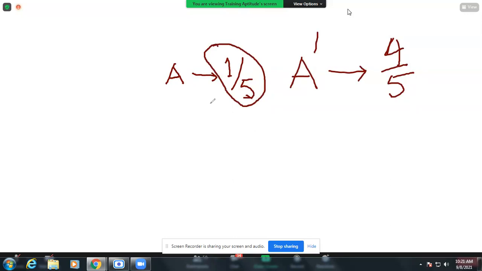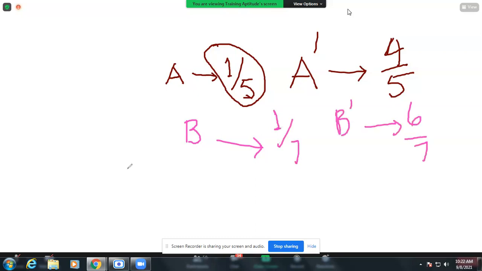Probability of B getting the job is 1 by 7. So probability of B not getting the job is 6 by 7. Do you all agree with this logic, students? Yes or no? Now, when A gets the job, because read the language here, what is the probability that only one of them gets a job?